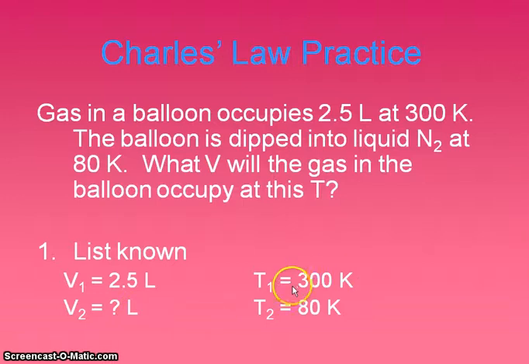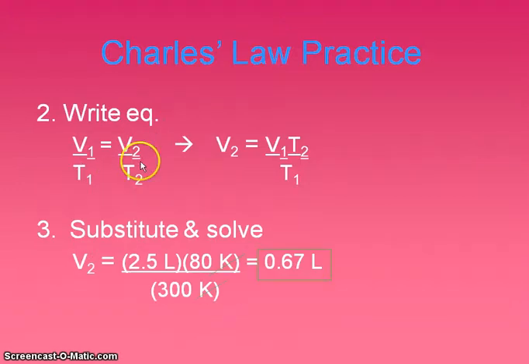and our temperature units are both already in Kelvin, so we don't have to worry about converting those. Now we're going to write our equation, V1 over T1 equals V2 over T2. I also show it rearranged here to solve for V2. So we're going to be taking V1, multiplying it by T2, and dividing by T1. So we'll take 2.5 liters times 80 Kelvin, divide by 300 Kelvin, and our Kelvin units will cancel, and what's left over is 0.67 liters.